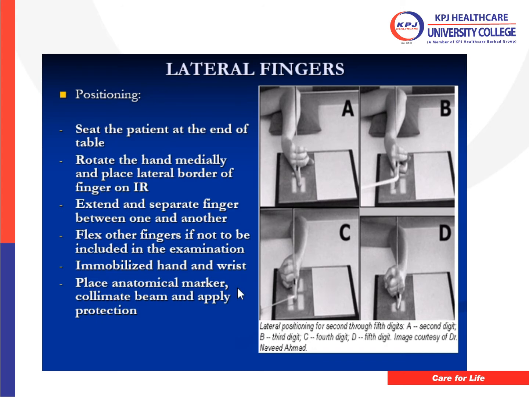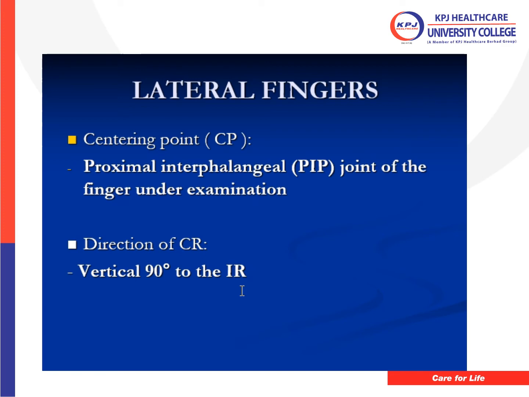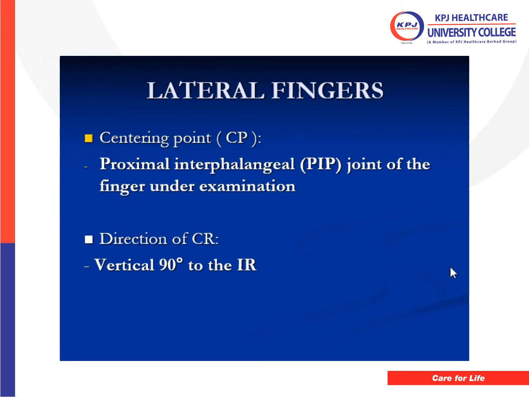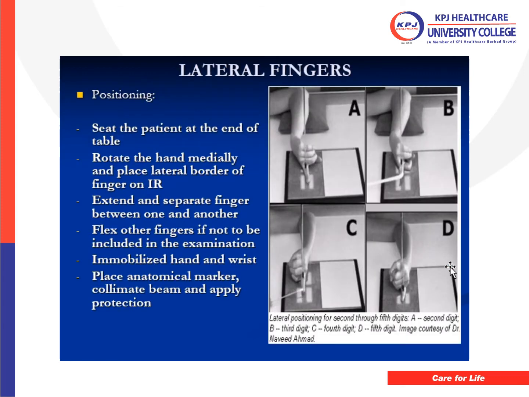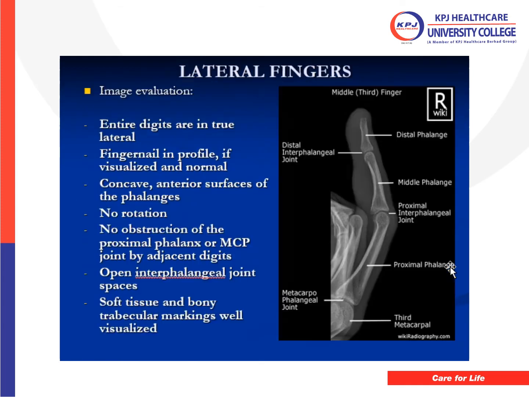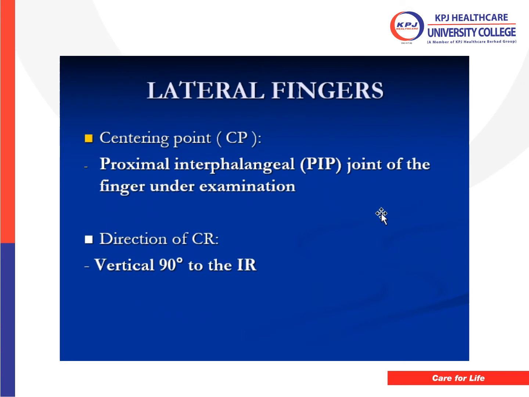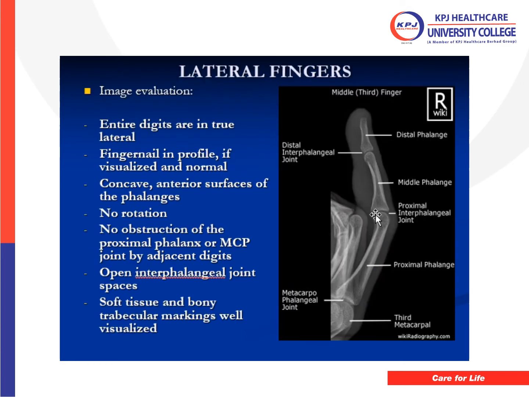Might as well place the marker. And the centering point is the same. For the third finger, the centering point is at the PIP, the proximal interphalangeal joint. And it is always directed perpendicular to the image receptor.